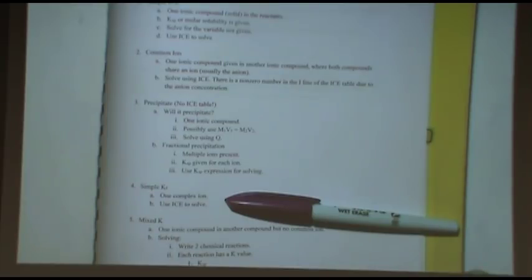Is there a question? 120. Somebody said 120 and I believe them. Yes, I have confirmed that. 120 in the reader. If you don't have the reader, it's in the library.